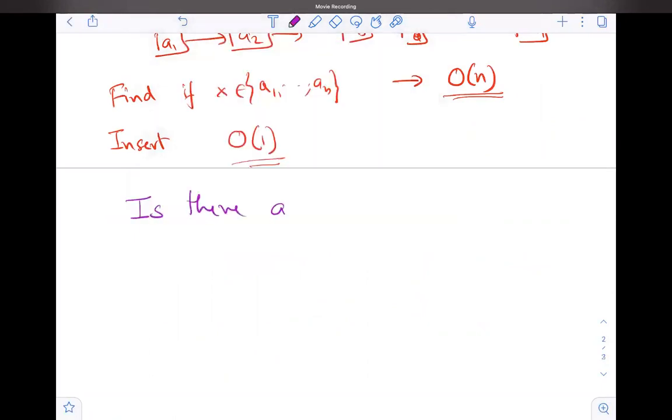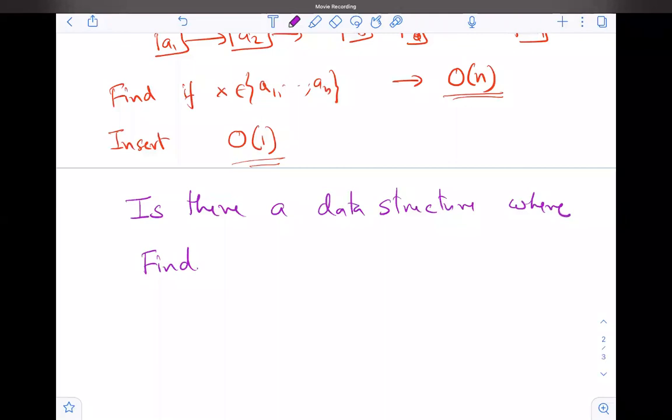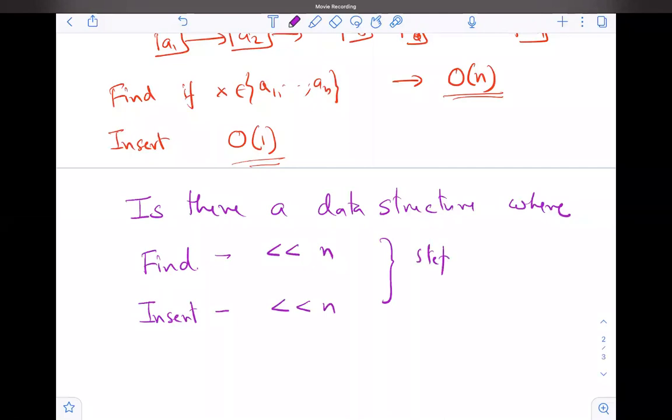Is there a data structure where find and insert both can be done in small o of n? This is small o, okay, much lower than n steps. Is it possible? Both of them can be done in much lower than n steps.